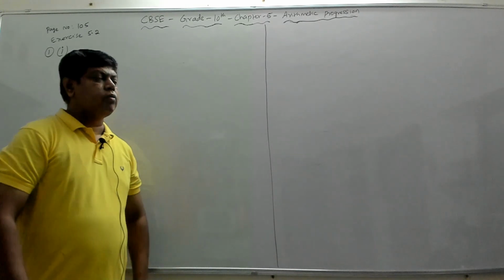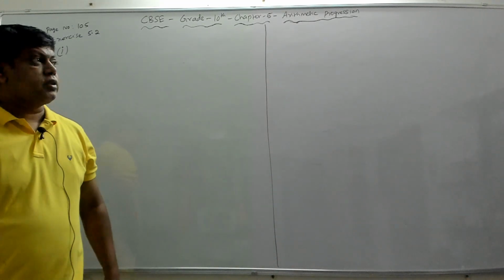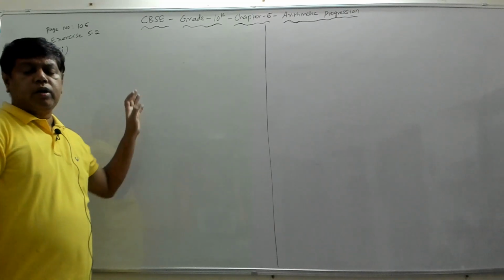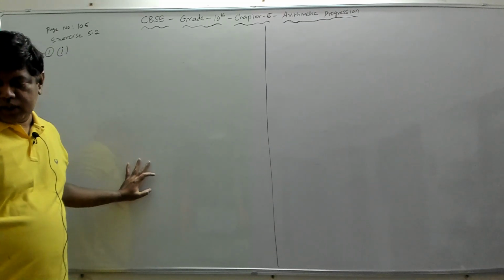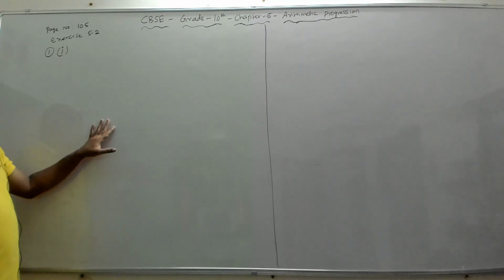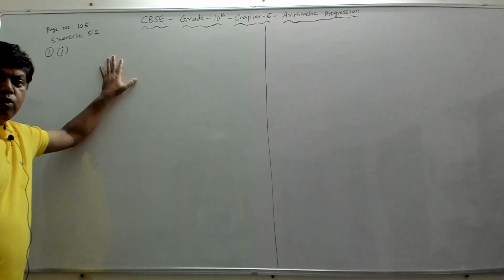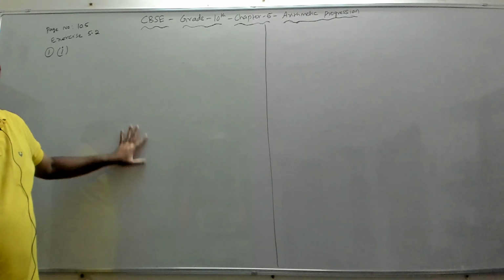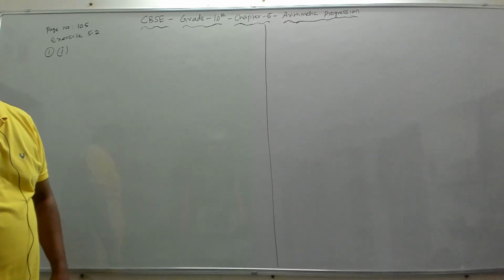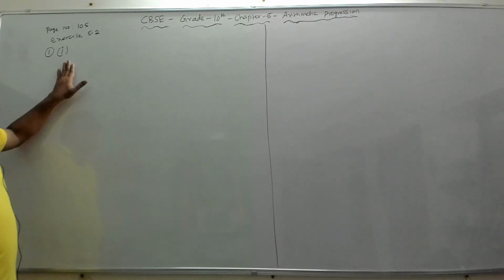In this video, we'll continue with the chapter Arithmetic Progression, which is chapter number 5 in your 10th standard CBSE Mathematics. I will start with exercise 5.2 in your textbook, page number 105. Page number 105, exercise 5.2, problem number 1, first subdivision.